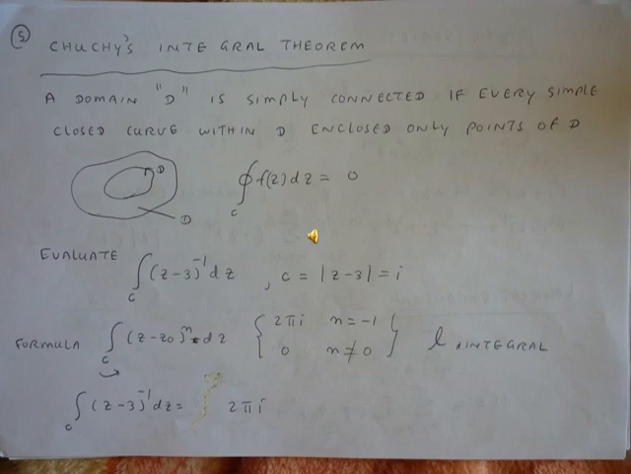When n is not equal to minus 1, the value will be equal to 0. So this is a line integral. Therefore, we substitute into the equation: the line integral over C of (z minus 3) power minus 1 dz, and then we can simply write the answer 2πi.